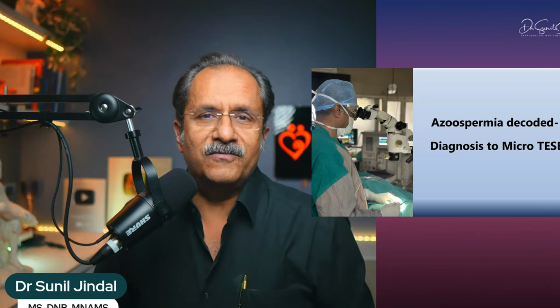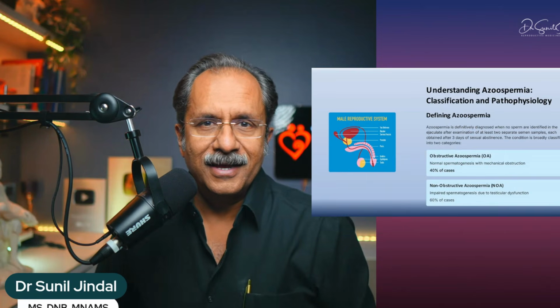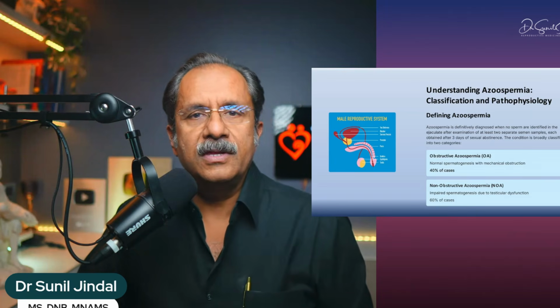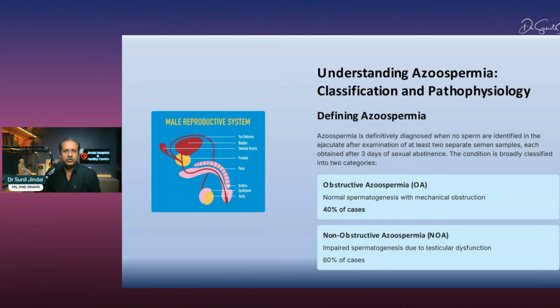So I will go on to the first slide, which is understanding azoospermia classification and pathophysiology. Now, please understand that azoospermia per se is divided into two types. Number one is obstructive azoospermia, where an obstruction is there, which is about 40% of the patients. And there is non-obstructive azoospermia, where the spermatogenesis is impaired due to testicular function. This is 60% of the cases.